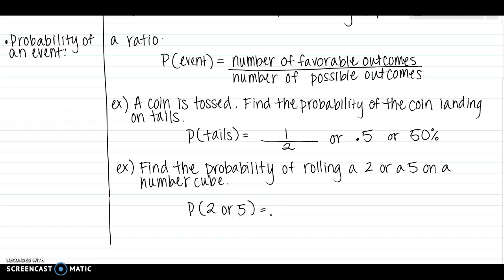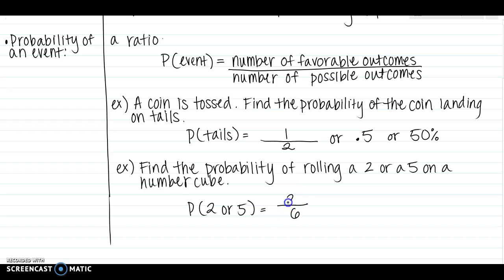Now, most number cubes have 6 sides, and that means that there's 6 different numbers that you could land on. So my total number of possible outcomes are 6 different numbers, or 6. The number of favorable outcomes, in this case, is landing on a 2 or a 5. You can kind of think of some of these probability questions in the sense of winning a game or losing a game. So you can think about, if I was to win the game, I would have to land on a 2 or 5. How many different ways are there to do that?